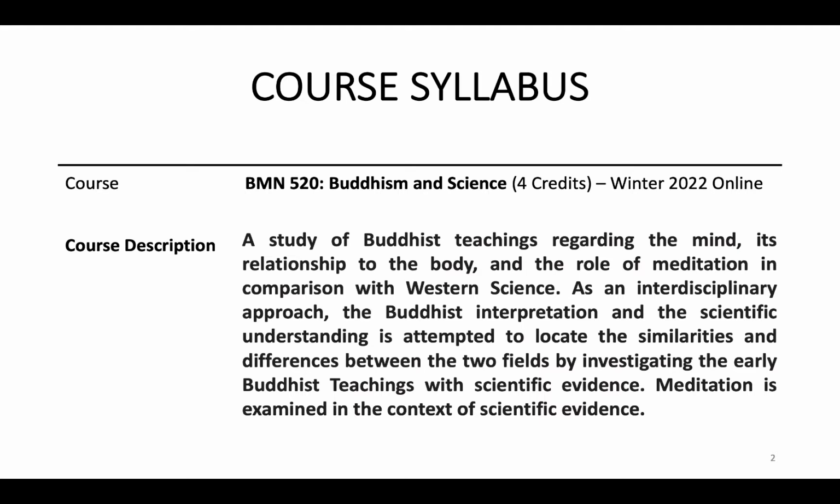The course code is BMN 520. The title is Buddhism and Science. This course is a 4-credit unit. And this course is designed for an online platform.